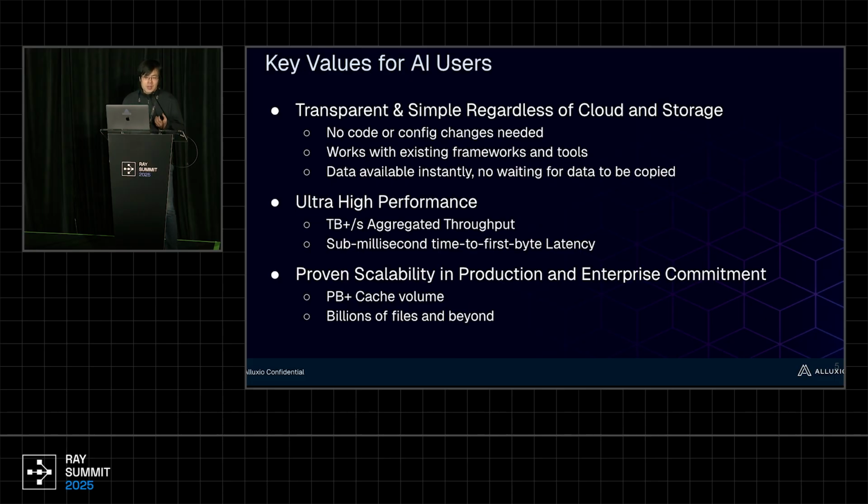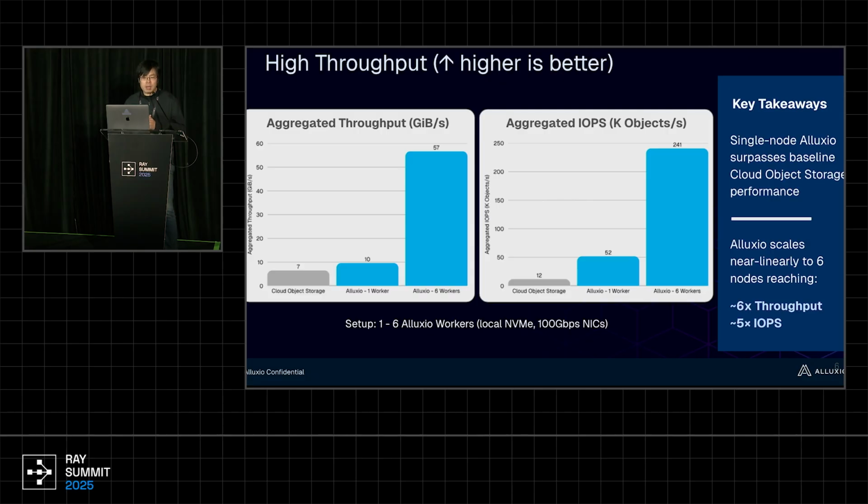As I mentioned, this is a distributed system, so you actually get aggregated performance cluster-wide. If you have hundreds of Alluxio workers, you get terabytes per second of aggregated throughput. And the time to first byte latency can be a few milliseconds. I will show you the benchmark. More importantly, the scalability is proven in production. We have large customers running multiple petabytes in cache volume with billions of files and beyond cached. Okay?